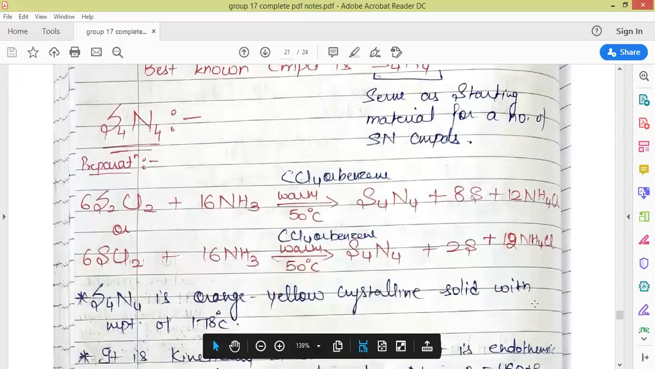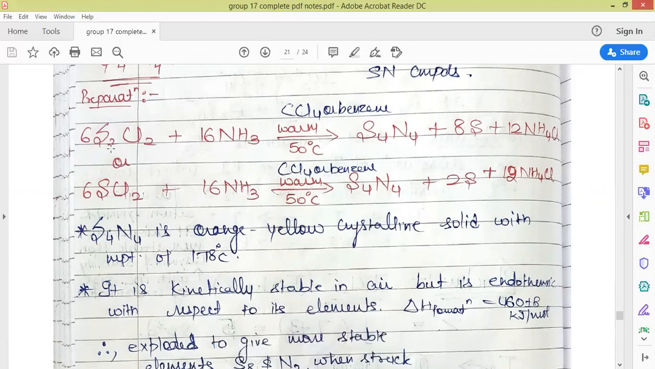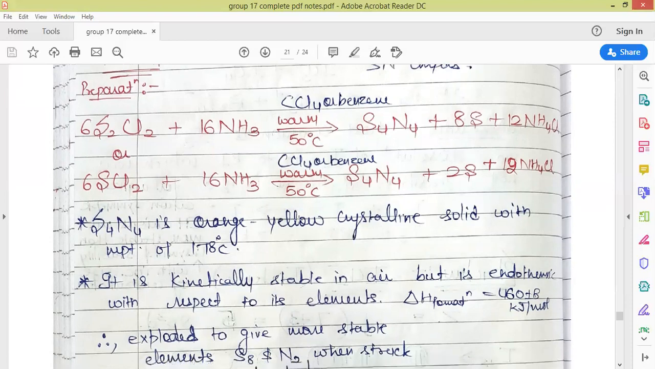It can be prepared from S2Cl2 or SCl2, that is sulfur dichloride and disulfur dichloride. When it is reacted with ammonia in the warm atmosphere in the presence of non-ionizable solvent, we get the formation of S4N4 along with the formation of ammonium chloride. This S4N4 is an orange-yellow, crystalline solid with melting point of 178 degrees Celsius.